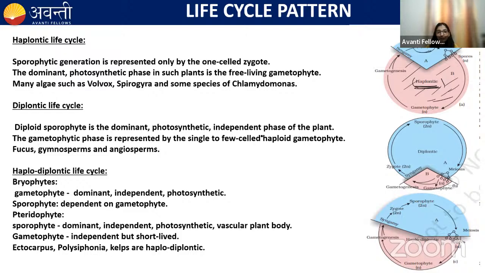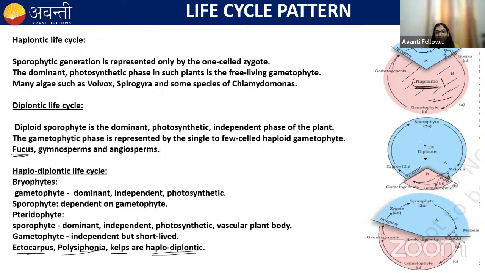An exception is Fucus. In Fucus, you will observe the diplontic life cycle. Ectocarpus, Polysiphonia, and kelps are also algae and they have a haplodiplontic life cycle. Okay? That is why I'm saying that most of the algae have a haplontic life cycle.